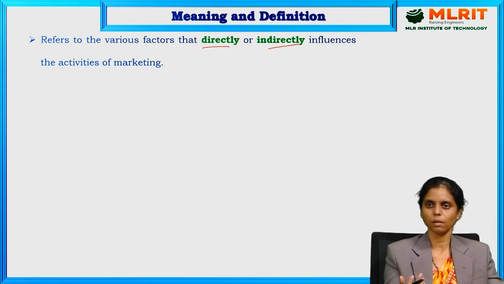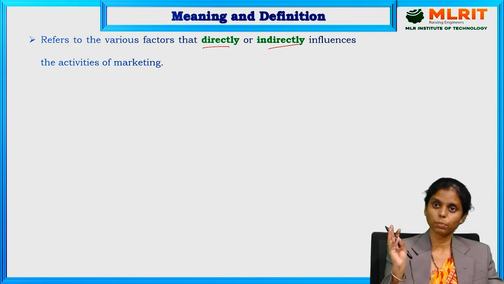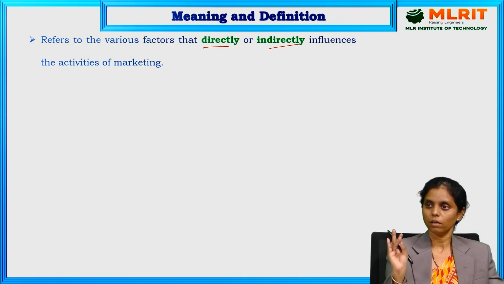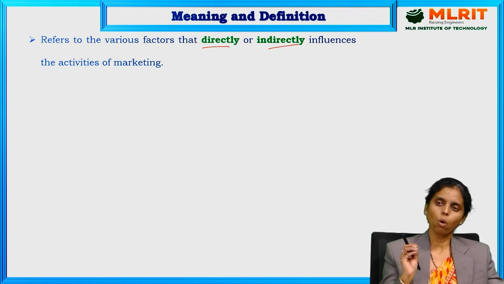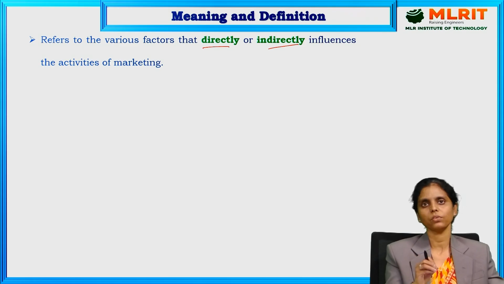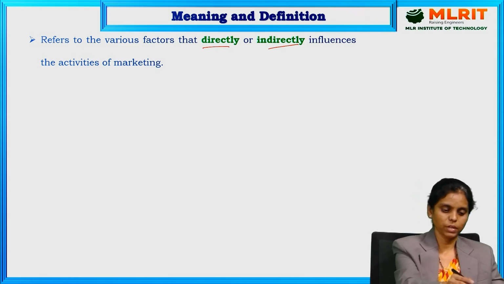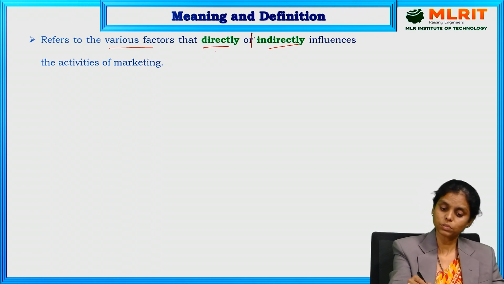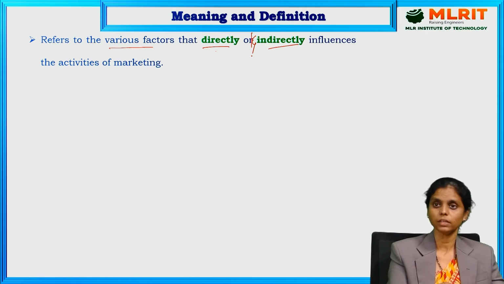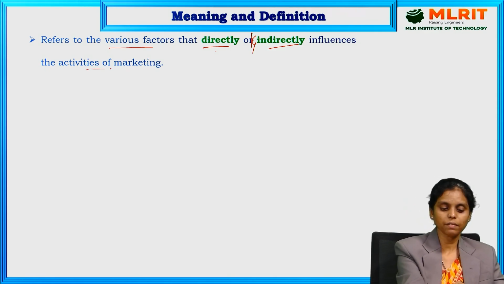For example, we want to fix the price of a product. How can we fix the price of a product? We will consider various factors like competitors, government, industry rules and regulations, customer perceptions towards that product, etc. All these factors combined we will call the marketing environment. So it refers to various factors, direct as well as indirect, that influence the activities of marketing.